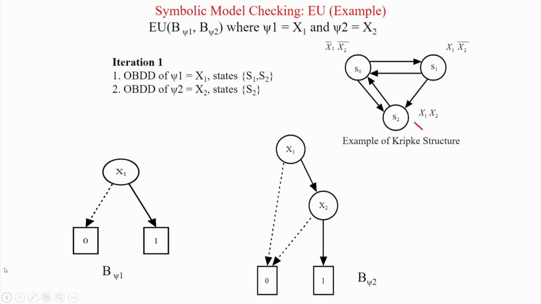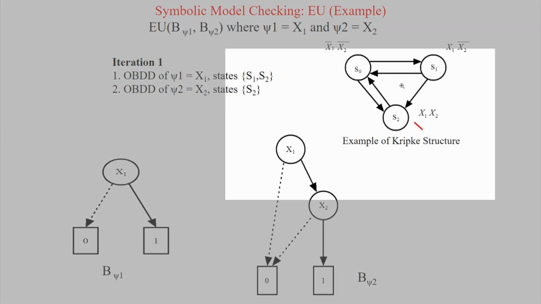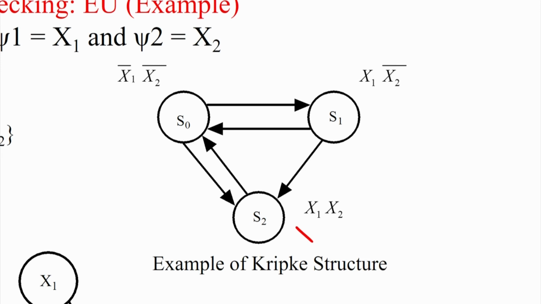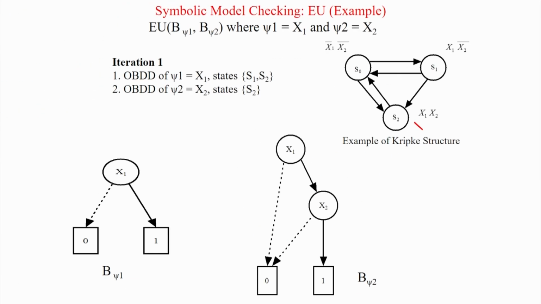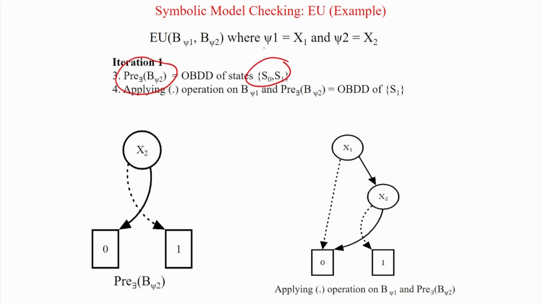So, this one is x 2, this one is x 2. Okay, so what is pre of S 2? Pre of S 2 is nothing but S 1 and S 0, because that is obvious. So, basically pre of S 2 is S 0 and S 1. So, what is reflected over here?